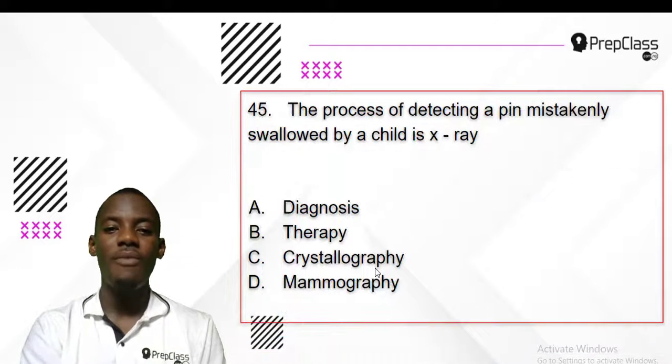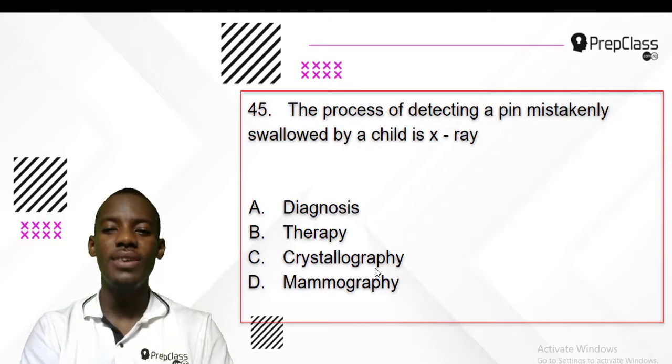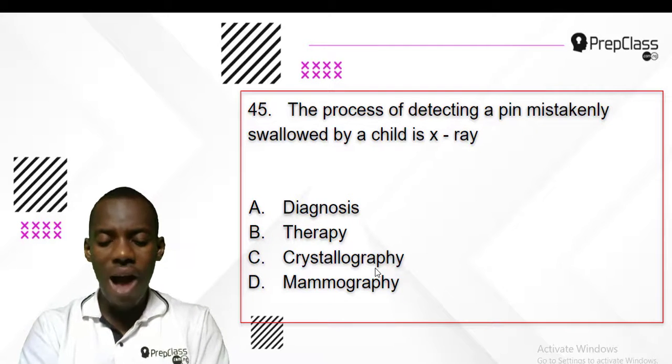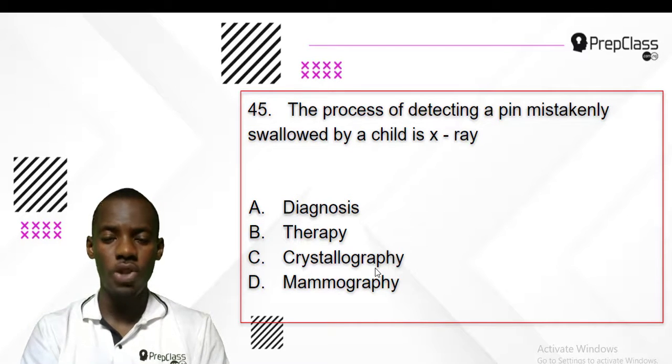Now let's check out number 45, the last one for this video. The process of detecting a pin mistakenly swallowed by a child is X-ray what? Now, if you have a baby at home and the baby swallowed a pin, how can you detect the pin position in the stomach of the baby? How can you find the pin?